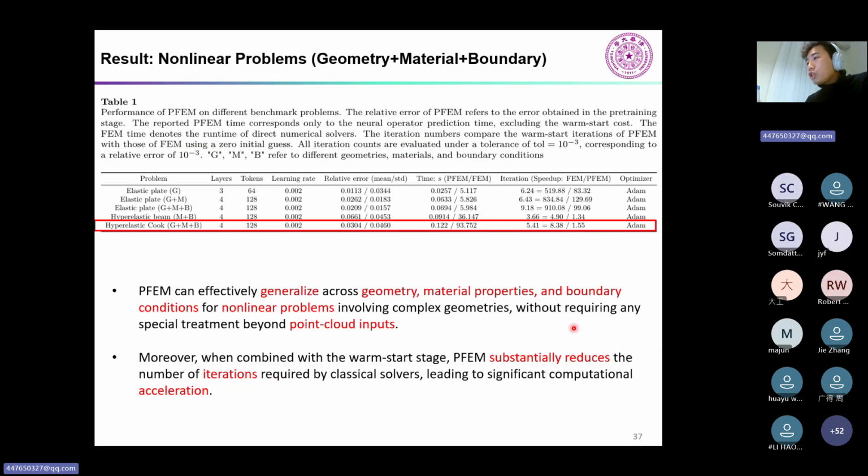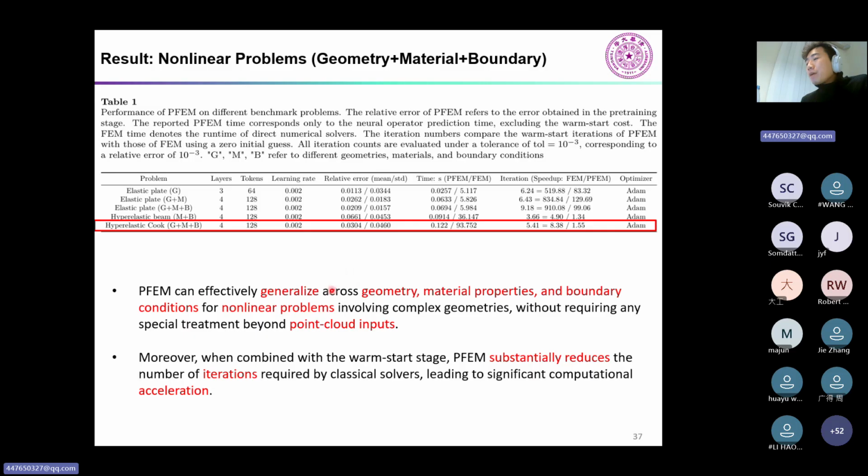Okay, so this table will show you the quantification for the hyperelasticity Cook problem. The error is about 3%, and the time is much less compared to the traditional method. It only costs 0.1 seconds. However, if you solve this problem with the traditional method, it costs 93 seconds. So if you think 3% error is good, then you don't need to use the warm start stage.